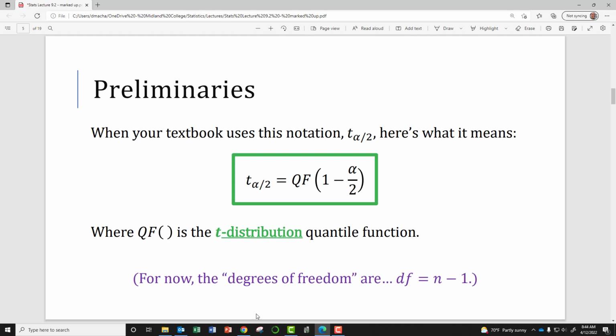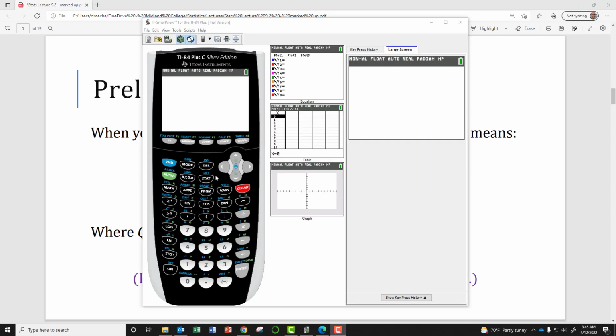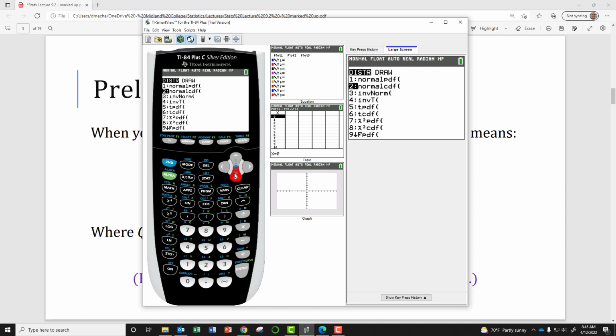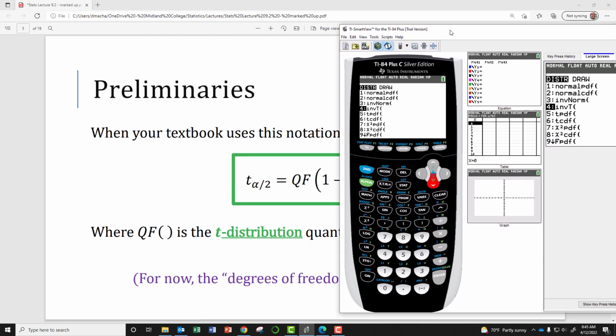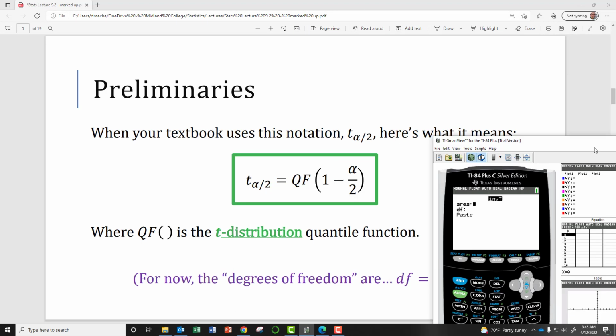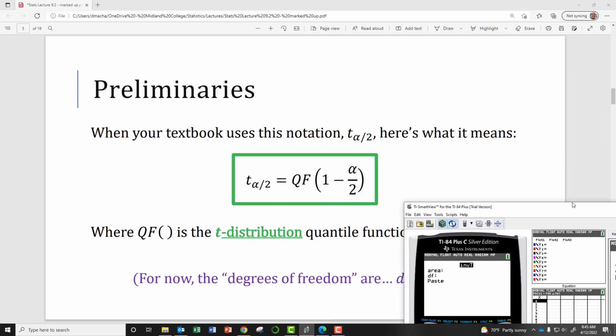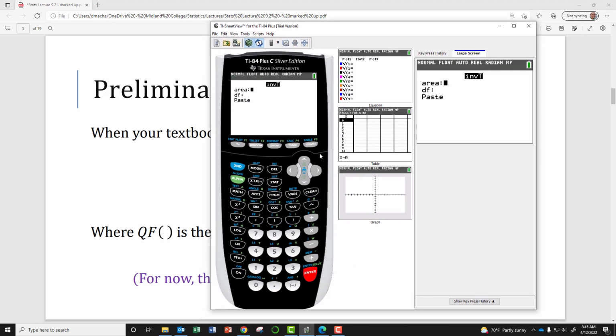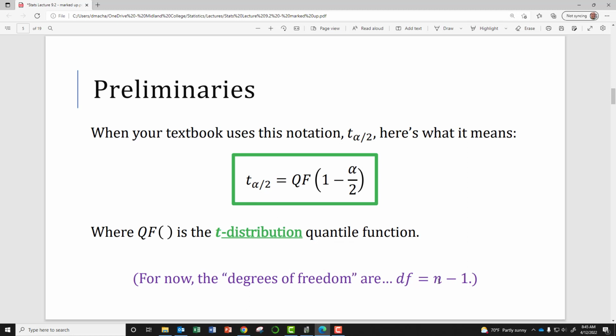So how do you evaluate the t-distribution using our calculator, our TI-84? We're going to go to second, VARS, and we're going to go to invT, which is number 4 on the list, because we're looking for the quantile function of the t-distribution this time. Punch that in. Area is where you're going to put in 1 minus alpha over 2, and you're also asked here for degrees of freedom. That DF stands for degrees of freedom, and like I've mentioned before, for us, degrees of freedom are going to be your sample size minus 1, so n minus 1.